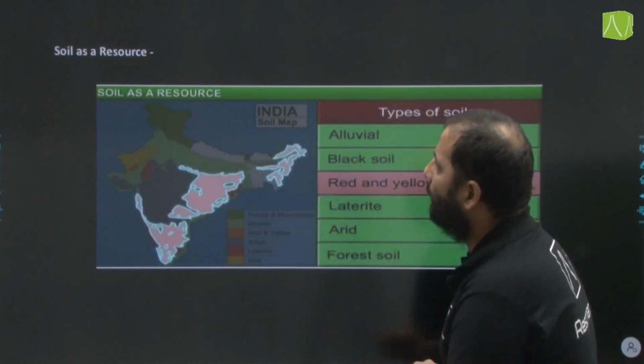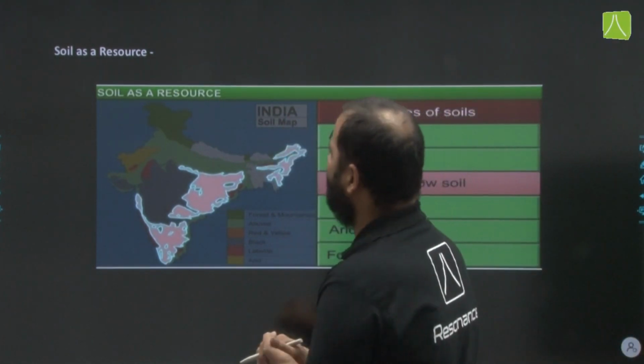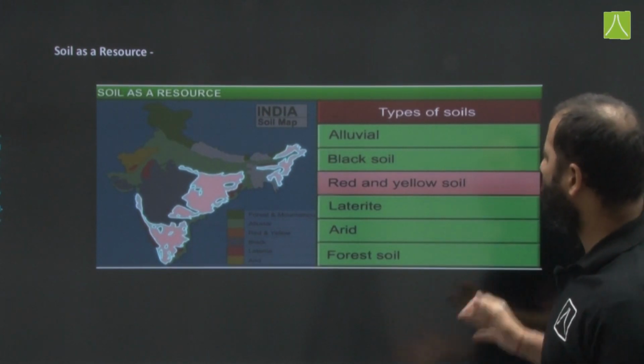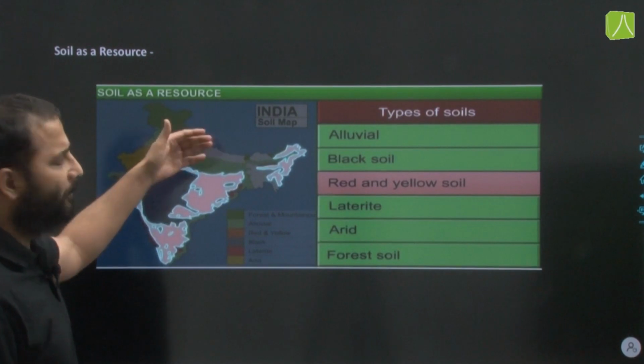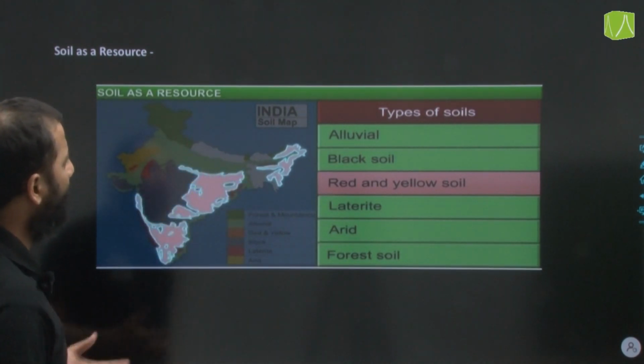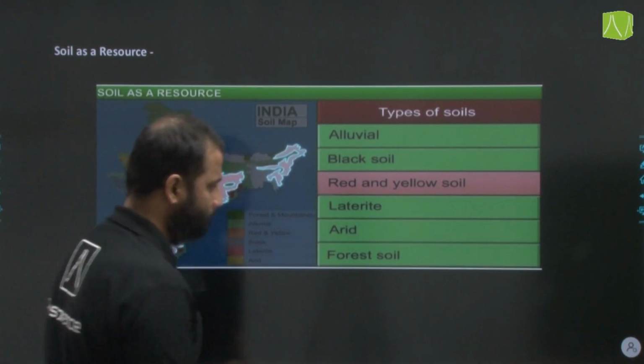Next aspect is soil as a resource. First we looked at land, now the second aspect is soil as a resource. This map shows us the various areas where you find the different types of soils in India: alluvial, black, red and yellow, laterite, arid and forest soils.